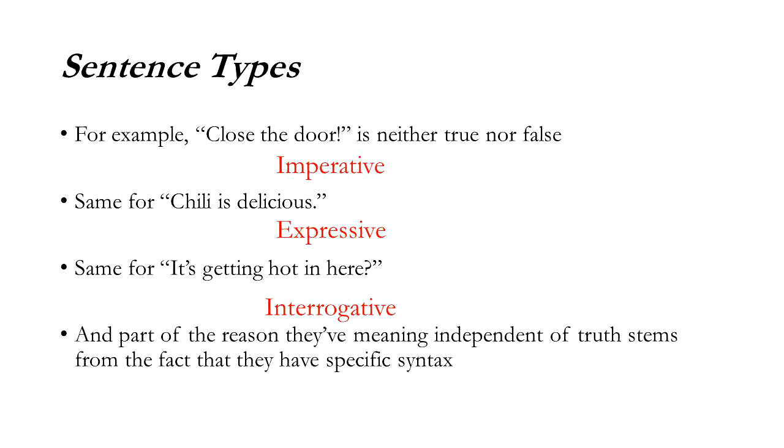Part of the reason they have meaning independent of truth stems from the fact that they have specific context. Note, there's our specific syntax. The first sentence, if you note, has an exclamation point indicating it's an imperative. "Chili is delicious" can kind of masquerade as a descriptive, so that claim I have at the very bottom is not exactly correct with respect to that. But nevertheless, two out of three ain't bad. The question mark for interrogatives is a syntactic way to indicate that it's not a description.